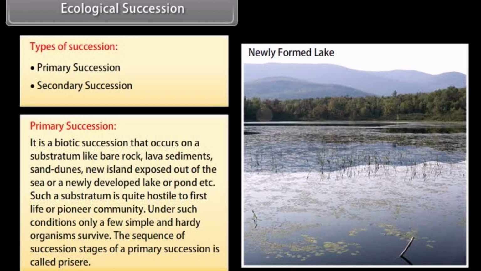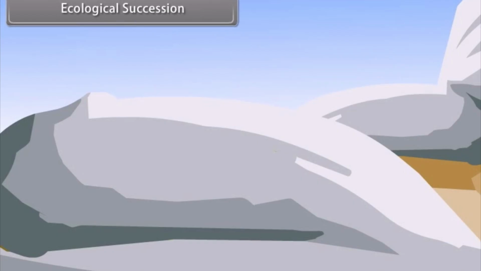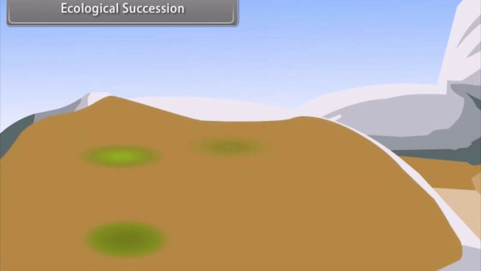The sequence of succession stages of a primary succession is called prisere. Primary succession following glacial retreat. One, bare rock left after the retreat of the glacier. Two, in time, mosses and lichens start to colonize the rock. As they die, organic matter is added to weathered rock particles, making simple soils.